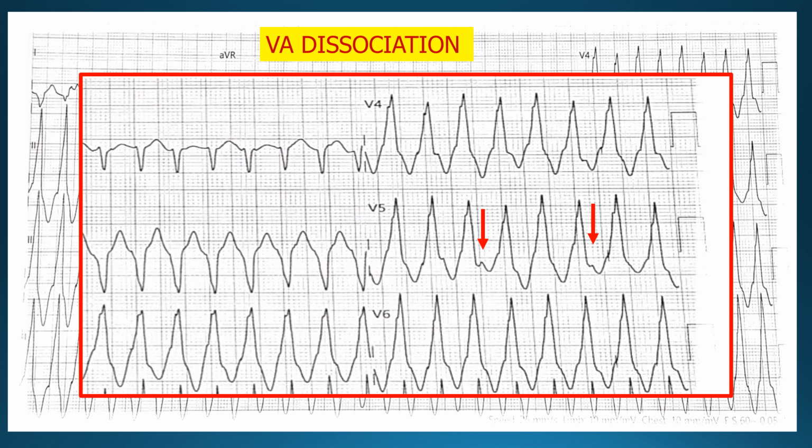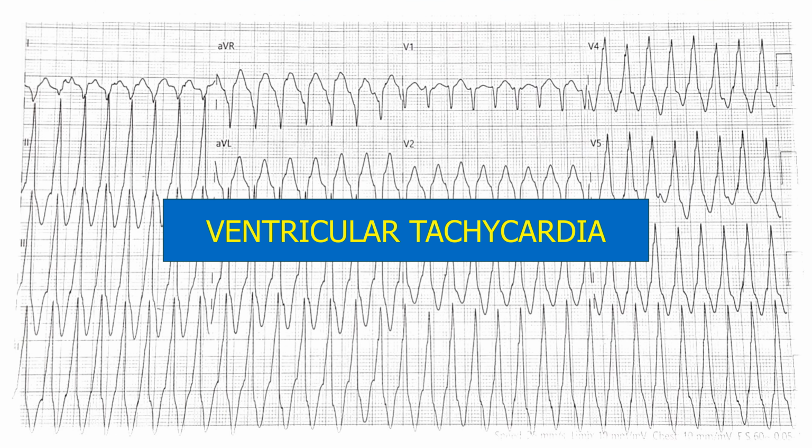Summarizing all these findings, we can see that the majority of the findings were not in favor of ventricular tachycardia, but following the algorithm and picking up the important point of VA dissociation, this patient was having a case of a ventricular tachycardia.